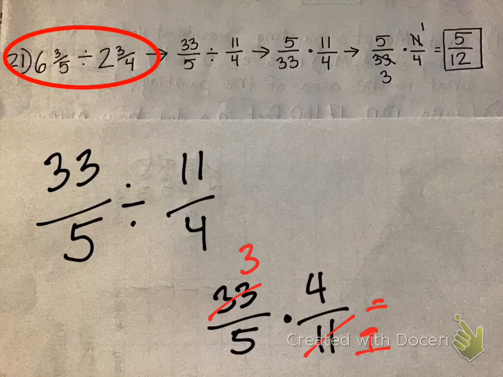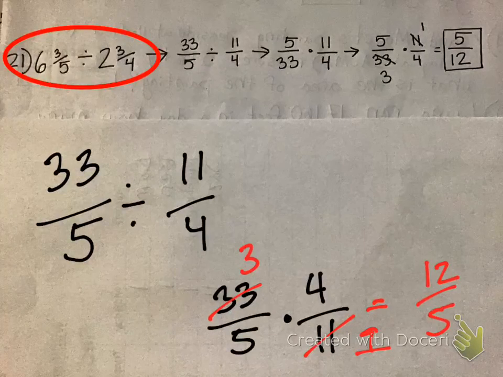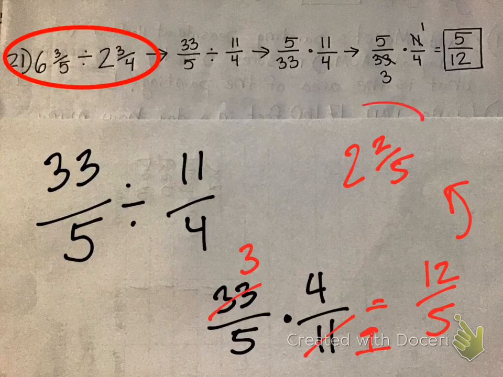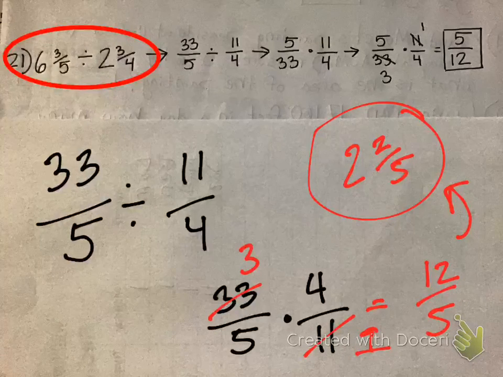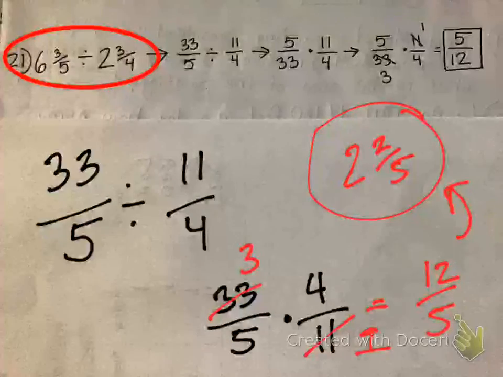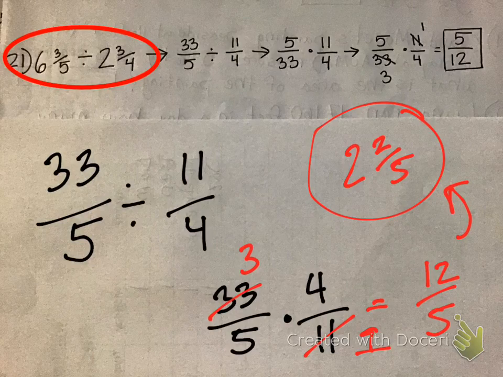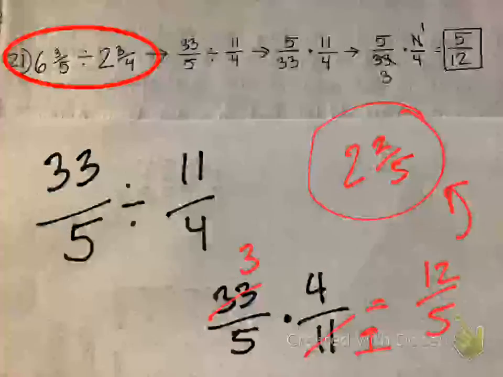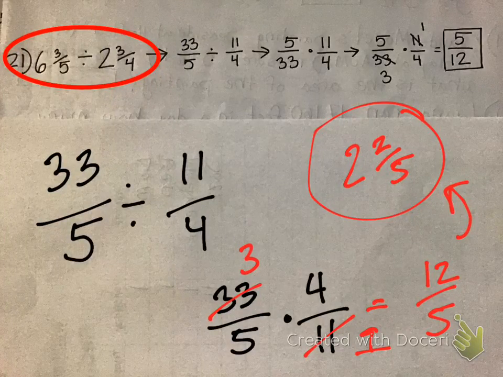What do I get as my final answer right now, Sean? 12/5. What is 12/5 simplified to, Sophia? 2 2/5. That's our answer. What was the mistake that I made, Chris? Exactly. I flipped the wrong fraction. I did flip, change, keep. That's not how it is. It's keep, change, flip. That's why I got it wrong. Excellent job. Thank you.